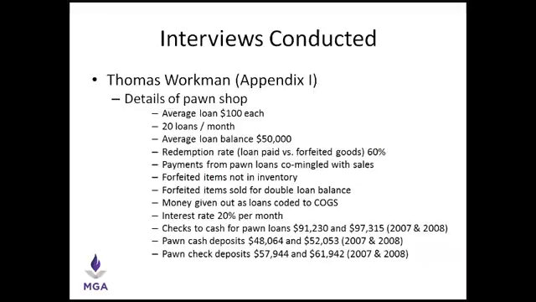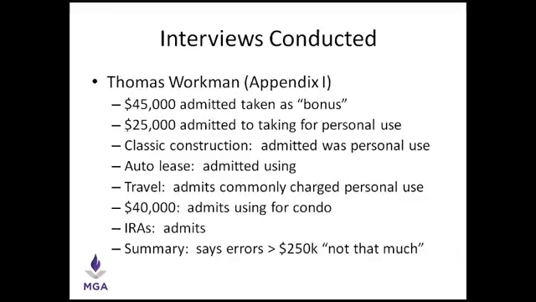And of course we're going to put that in the gray category of not being real sure, but we know it's probably not zero. So we'll use these computations here, and I'll show you how to put a schedule together for lost profits, and we'll do that in a separate video. Workman admits to taking the $45,000 as a bonus. He admits to taking another $25,000 for personal use. He admits that the workers worked on his personal house and that the auto lease was for his cars. He admits to charging the business for personal travel. He admits to the $40,000 for the condo.